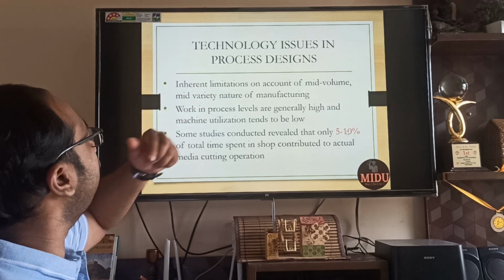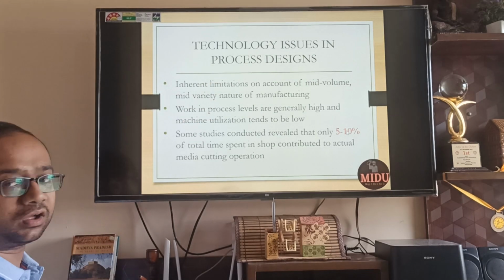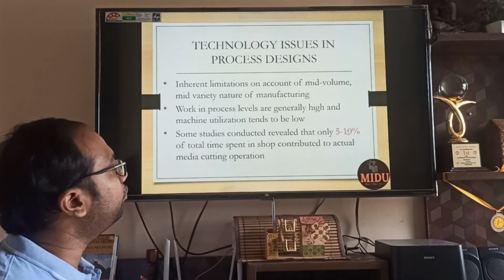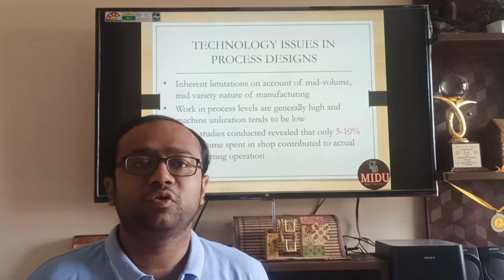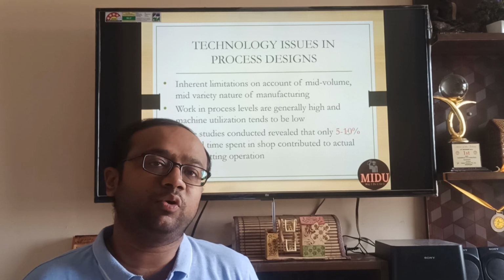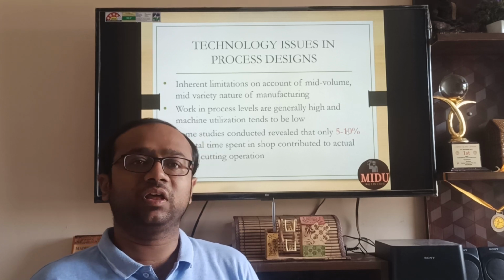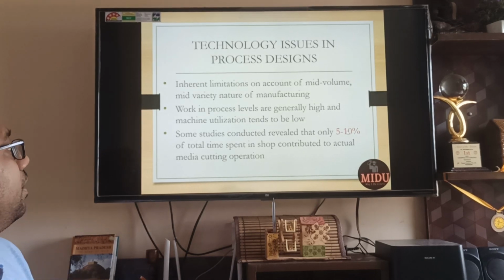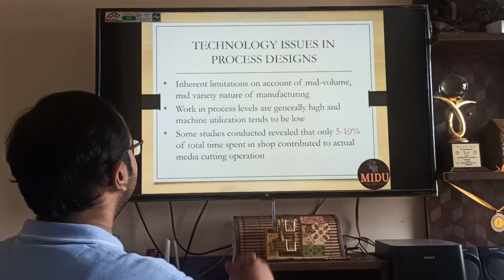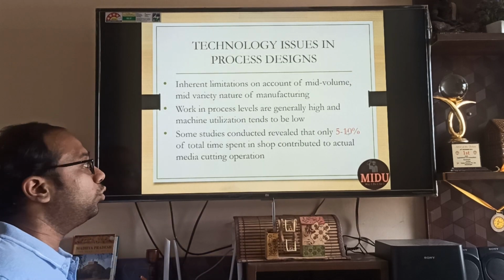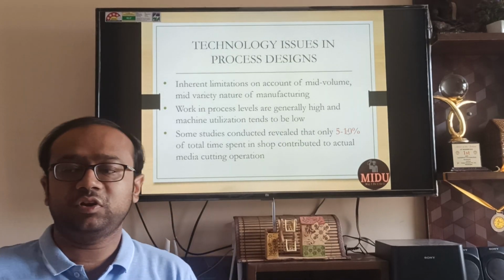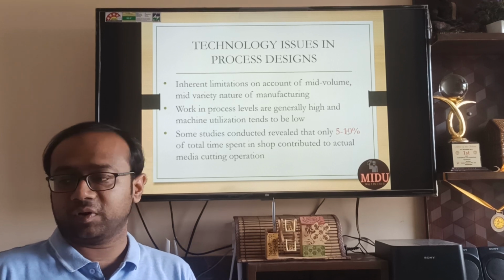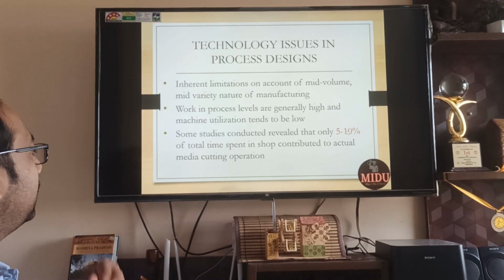Next is technology issues in process design. What all issues can occur? First is inherent limitations on account of the mid-volume, mid-variety nature of manufacturing. In our previous video we discussed that there are 3 types of manufacturing: high volume manufacturing, high variety manufacturing, and third is mid-volume and mid-variety. Work in process levels are generally high and machine utilization tends to be low. Like in the example also, we saw machine utilization was only 84.5%. So basically 15% of your capacity was going unutilized.